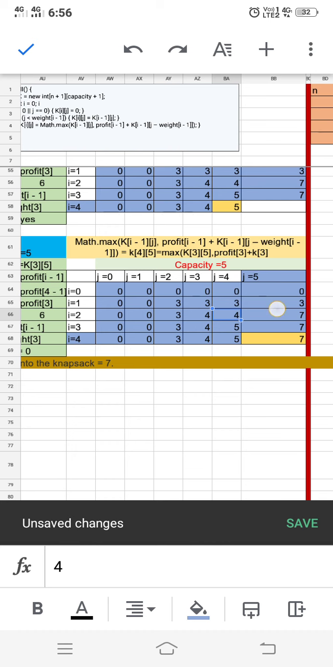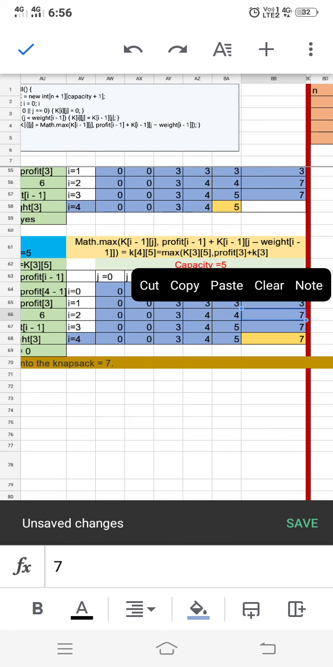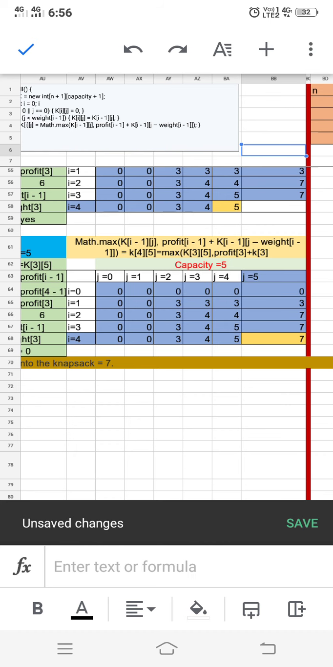Now when j is equal to 5 for the current object 2, the capacity is 5. But the weight of the object 2 is 3. Since here I have j is equal to 5, there is a difference in the weight values, that is 5 minus 3, equal to 2. That means I can still fill up the object which is of the weight 2.